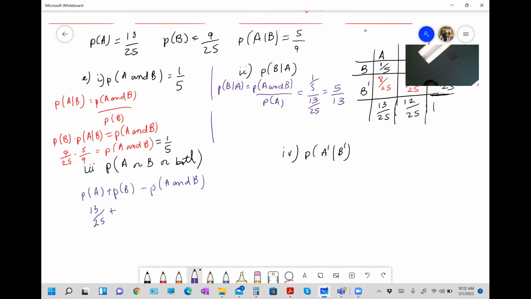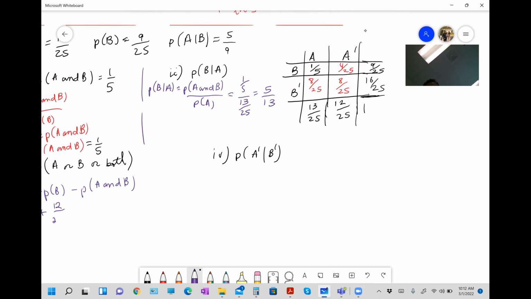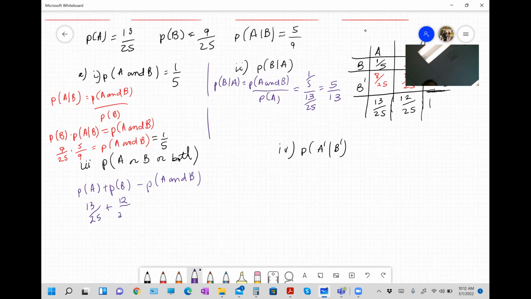Plus the probability of B, which is 12 out of 25. Sorry, B is 9 out of 25. 9 out of 25. And then you're going to subtract 1 out of 5, because that's A and B, right? And so 13 plus 9, I think that's 22 out of 25, minus 5 out of 25. It should come out to 17 out of 25. Let me make sure.